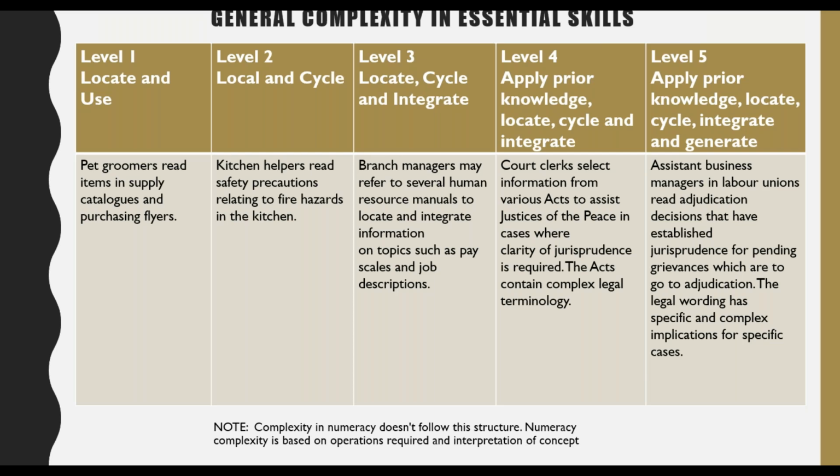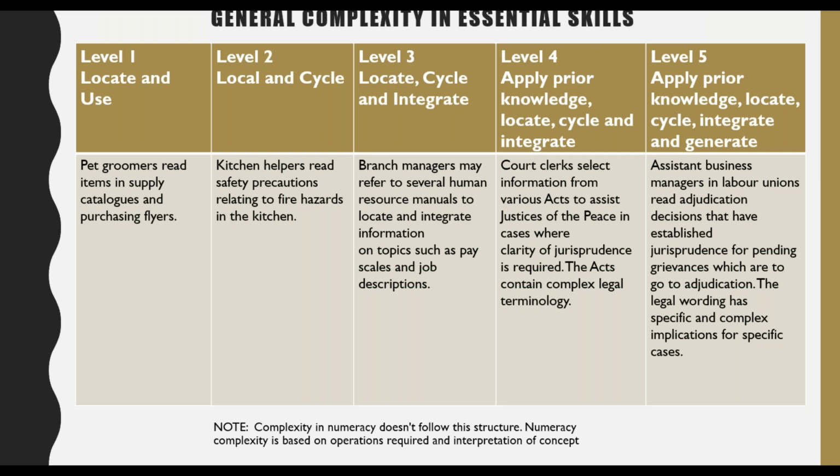At level 4, you usually have to apply some prior knowledge to the situation. In this example, court clerks select information from various acts to assist a justice of the peace in cases where clarity around jurisprudence is required. So the acts contain complex legal terminology, which is the prior knowledge that they need to have to be able to understand that. And then at level 5, you're applying prior knowledge, you're locating, you're cycling, you're integrating, and you're often generating something. So assistant business managers and labor unions read adjudication decisions that have established jurisprudence for pending grievances, which then go to adjudication. This legal wording has specific and complex implications for specific cases.